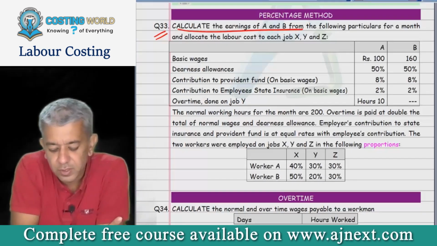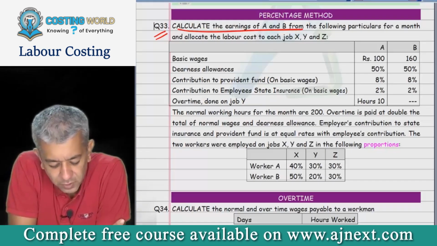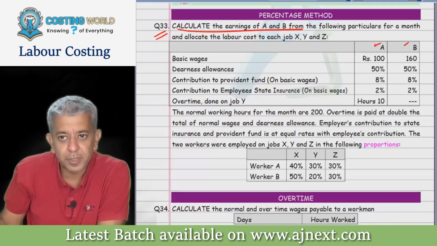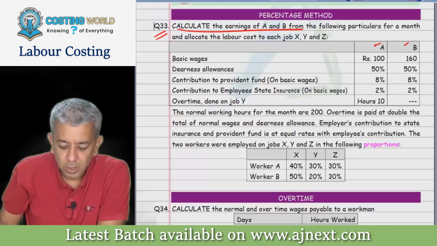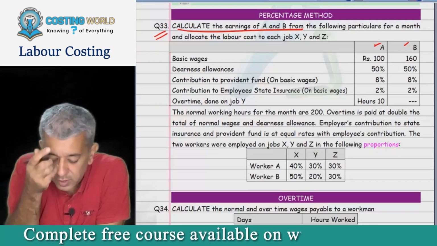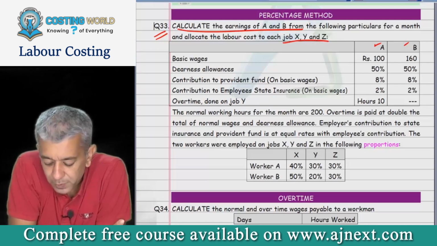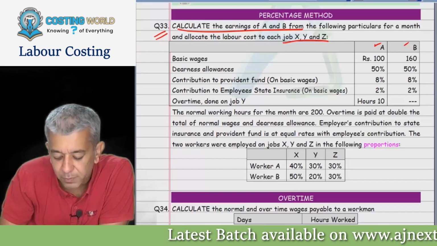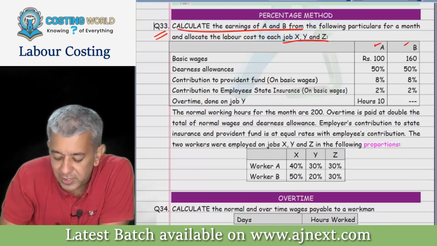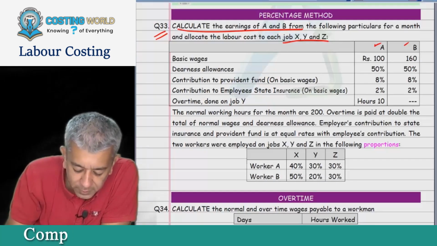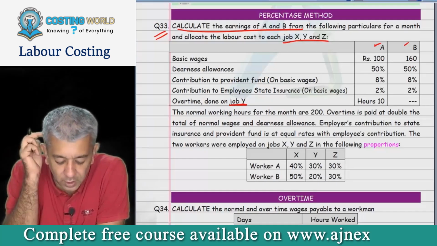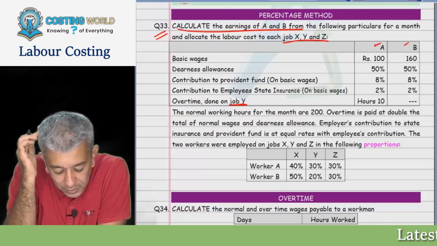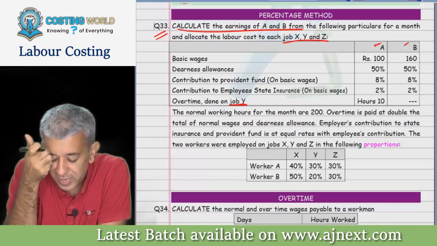Okay, so let's read it. Calculate the earnings of workers A and B from the following particulars for a month and allocate the labor cost to each of the jobs X, Y and Z. Sorry, it's worker A and worker B. There are three jobs, X, Y and Z. Basic wages 100 and 160, dearness allowance 50%, contribution to PF as a percentage of basic wages, contribution to ESI as a percentage of basic wages. Overtime done on, please underline, job Y. The normal working hours for a month are 200. Overtime is paid at double the total of normal wages and dearness allowance.